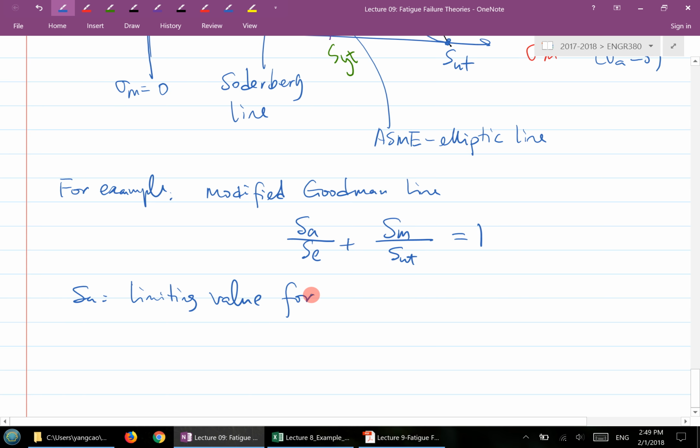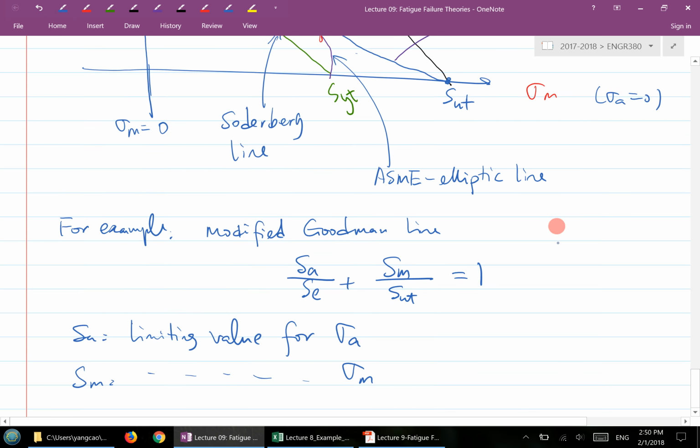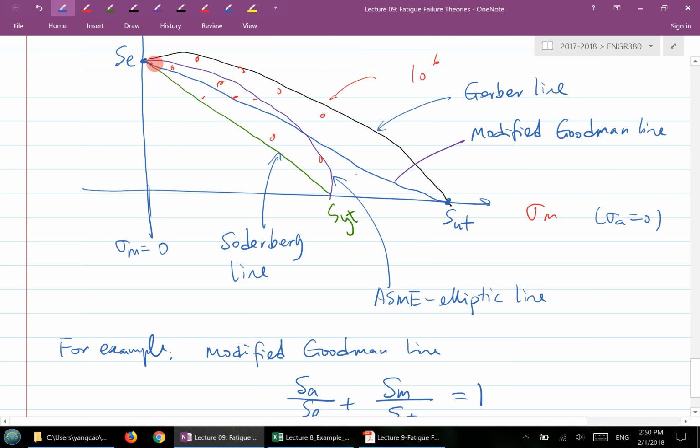So SA is the so-called limiting value for sigma A. SA basically is a special value of sigma A. And SM is the limiting value for sigma M. So for example, this blue line, which is the modified Goodman line here, if you pick a point here, you have a pair of values SA, SM. And of course this is a special value of sigma A, sigma M.